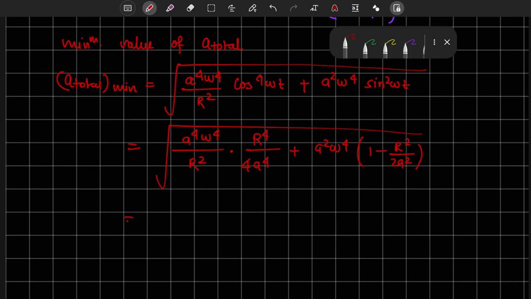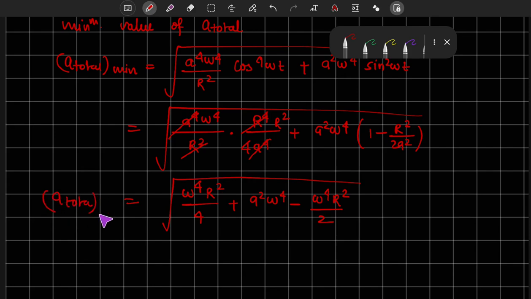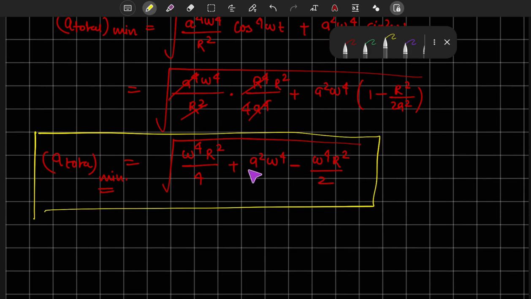Okay, so from here we will get r square will cancel, a to the power 4 will get cancelled, and we will get omega to the power 4 r square divided by 4 plus a square omega to the power 4 minus omega to the power 4 r square by 2. So this is the expression of a total minimum we have got. All right, we can take omega to the power 4 and r square as common, and we can write it in a simplified form.